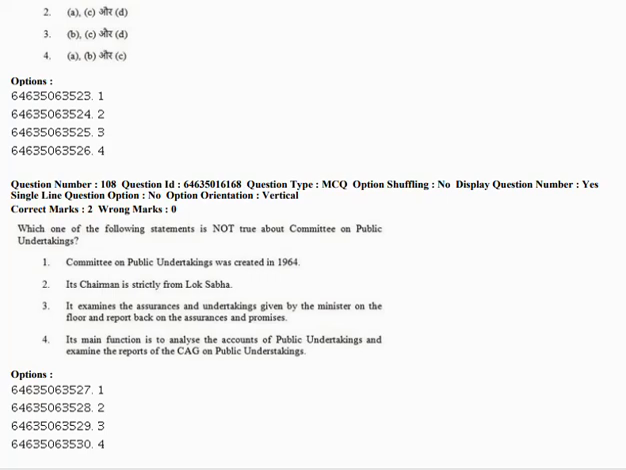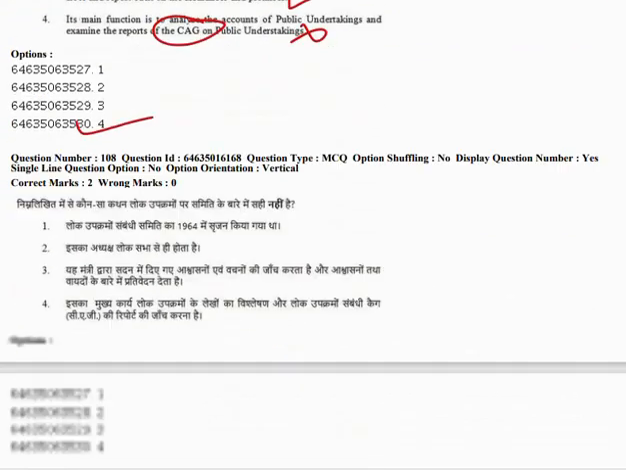108. Which of the following statement is not true about the Committee on Public Undertaking? Committee on Public Undertaking was created in 1964. Correct. Its chairman is strictly from Lok Sabha. Absolutely. It examines the assurances and undertaking given by the minister on the floor and report back on the assurance and promises. This is also correct. The main function is to analyze the accounts of public undertaking and examine. It does not examine the CAG's report, so this is wrong. Option number 4 is the correct answer.